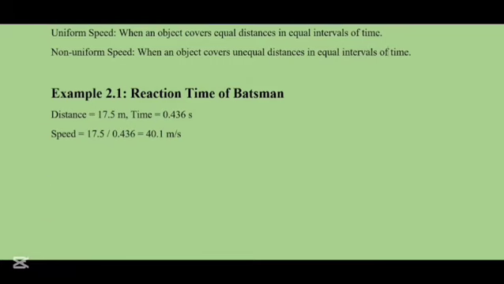An example is the reaction time of a batsman. The distance is 17.5 meters and the time is 0.436 seconds. If you divide both of these values, your answer will be 40.1, and the unit will be meters per second.